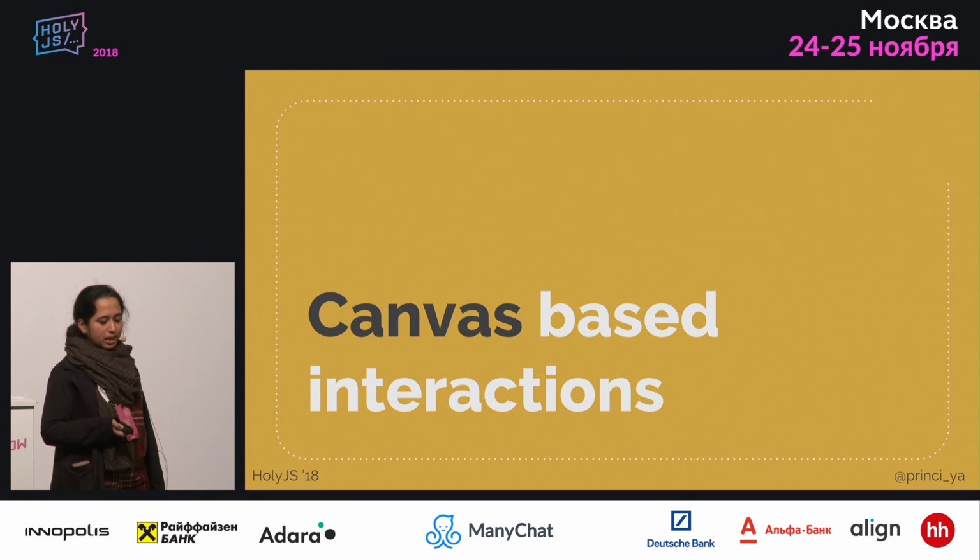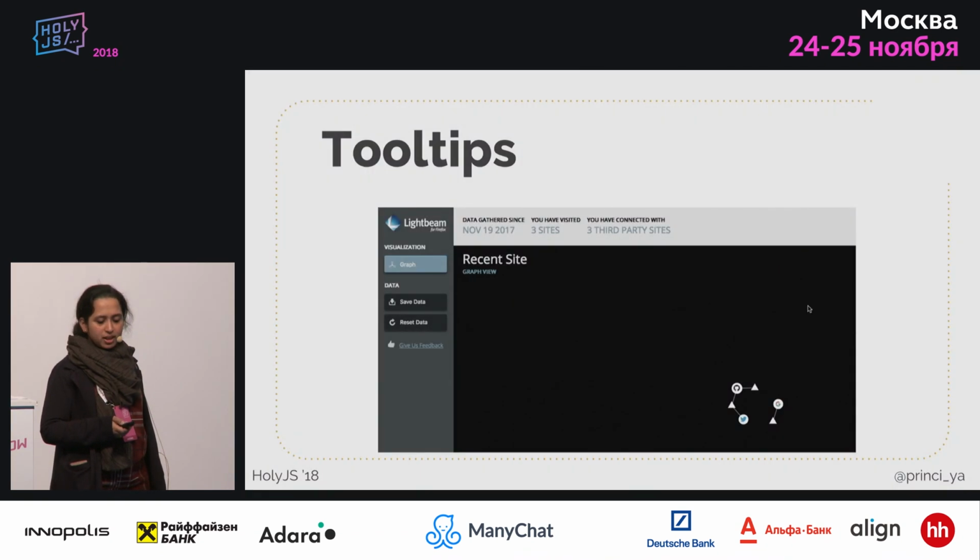The next thing is about canvas-based interactions. As I mentioned, Canvas had its own challenges. It's not a vector, it's not accessible, and it's just one frame. So for interactivity, we had tooltips.